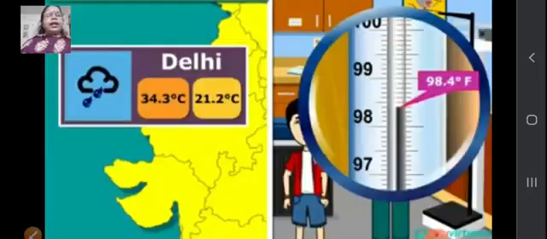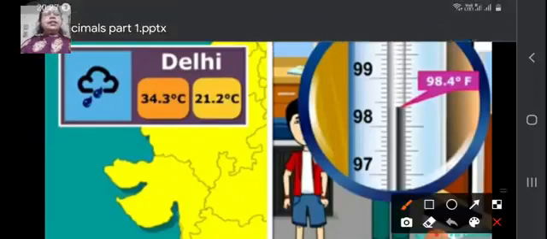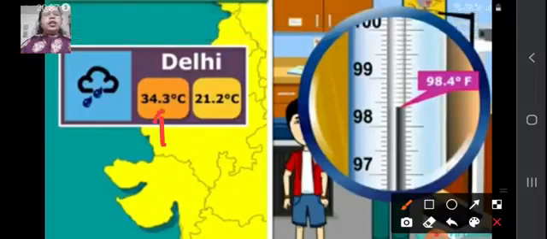Children, if we have to express certain numbers like the temperature of Delhi, morning and evening temperature of Delhi, we use the numbers 34.3 degrees Celsius or 21.2 degrees Celsius. Similarly, the temperature of a boy having fever will be expressed as 98.4 degrees Fahrenheit. So, the dot here is the decimal point, and it separates the ones place and the tens place.